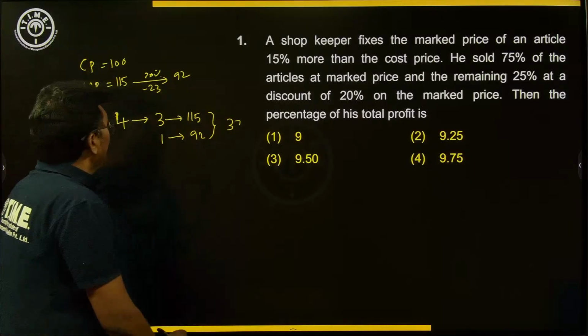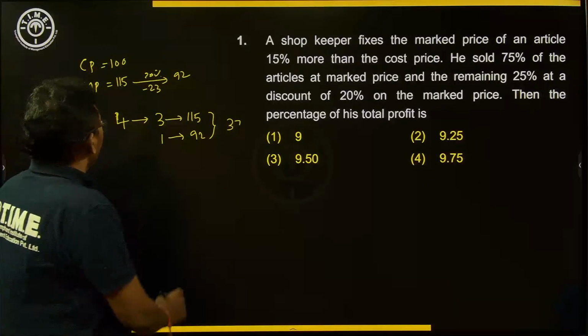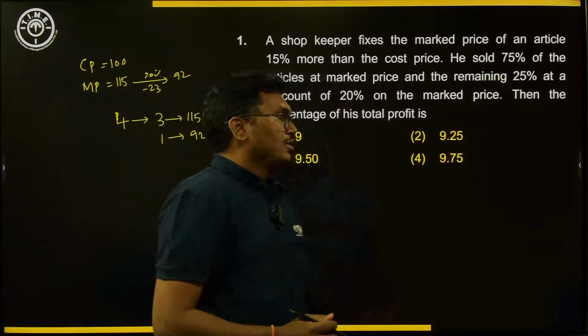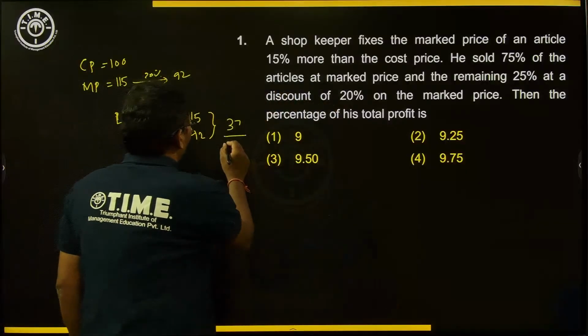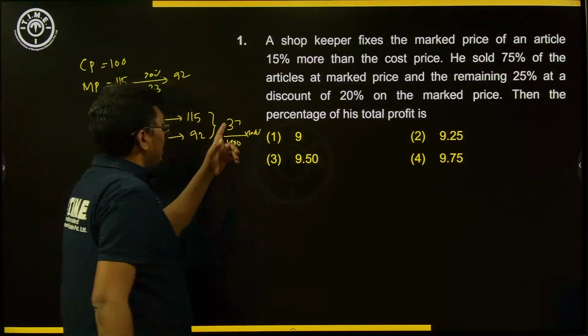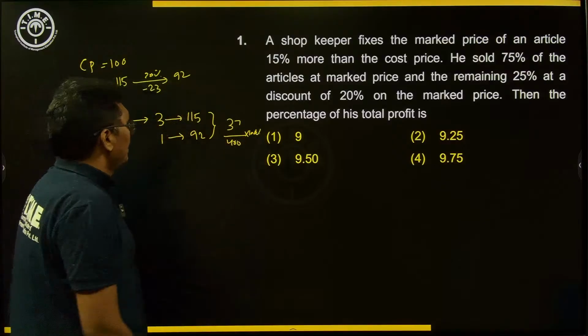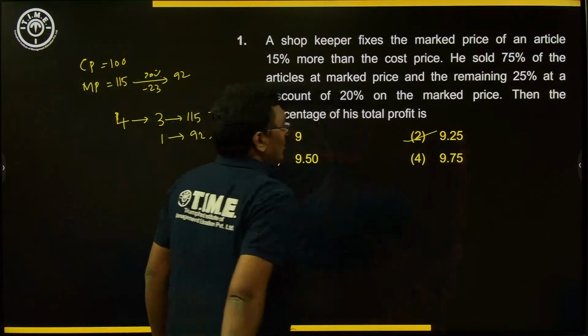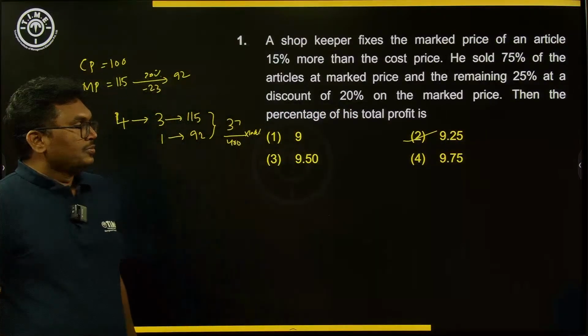37 on what? The total cost price is 4 articles, each article is 100 rupees, so 4 articles is 400. So 37 by 400 into 100%, that is profit by cost price into 100%. So this is choice 2, 9.25. Next one.